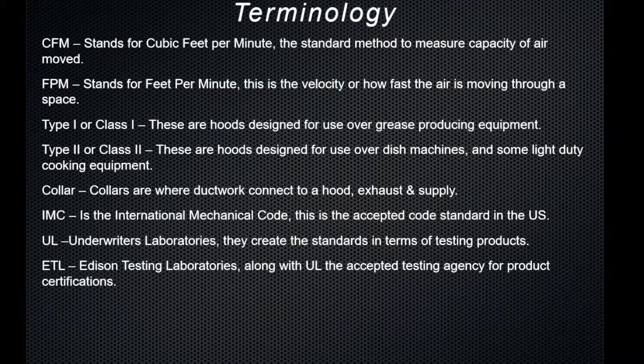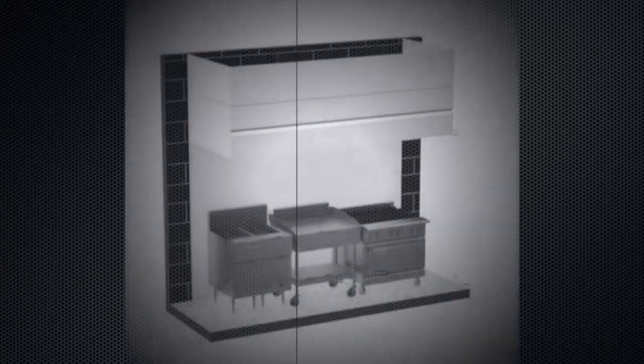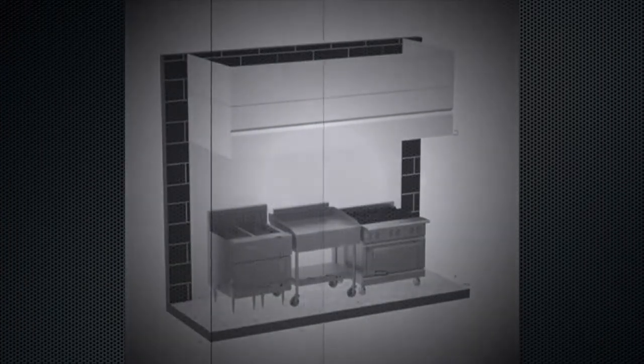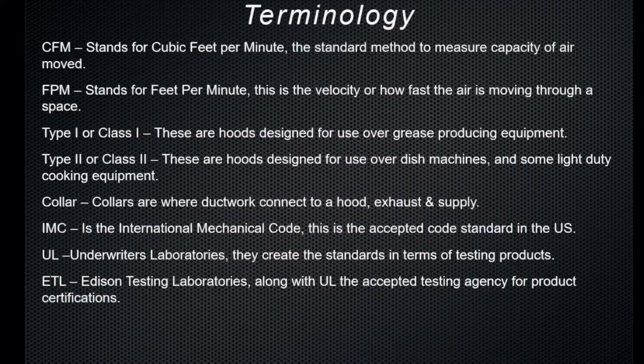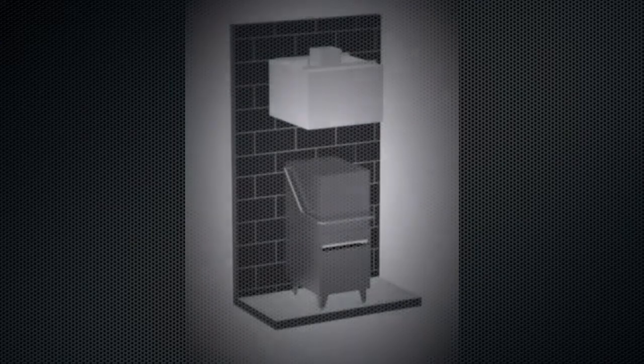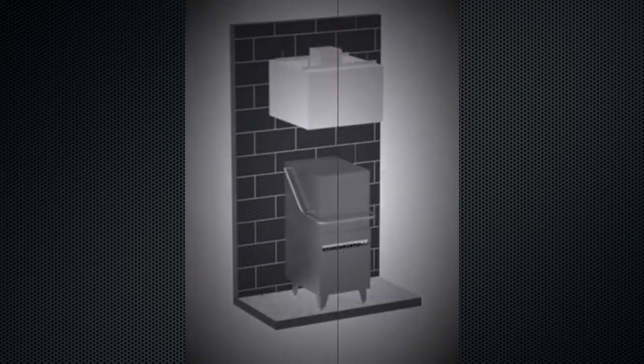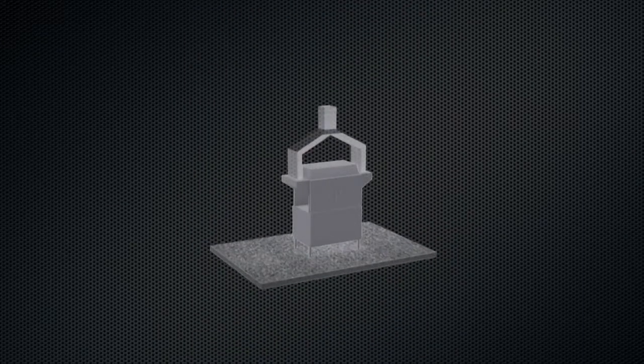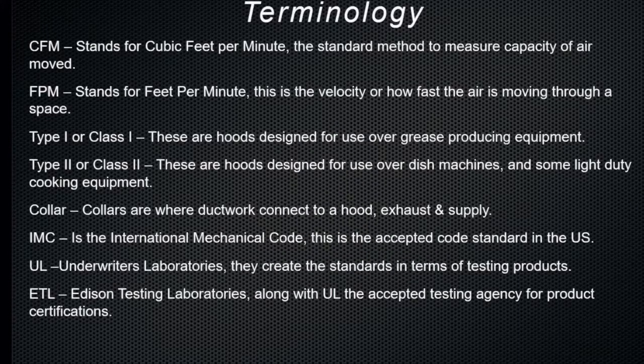A type 1 hood or class 1 hood, those are for grease producing equipment. Fryers, broilers, ranges and the like, braising pans, kettles. Type 2 or class 2, that's a hood that's designed to be used over a dish machine. And some localities will allow you to use that over light duty cooking equipment, maybe like a speed oven or panini grill, something like that.